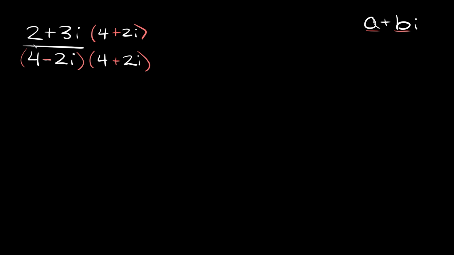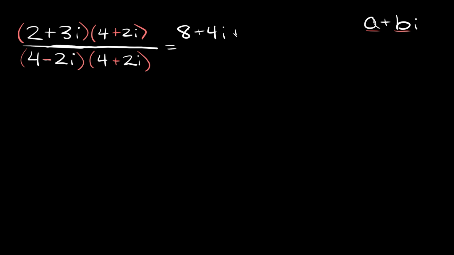So now let's extend our fraction bar right here. Now we're just going to multiply straight across. You can see we have 2 binomials on top and 2 on the bottom, right? So let's multiply this out. Basically you just have to FOIL. So first we have 2 times 4, which is 8. Then 2 times 2i is positive 4i.